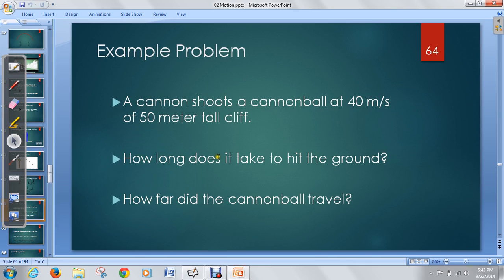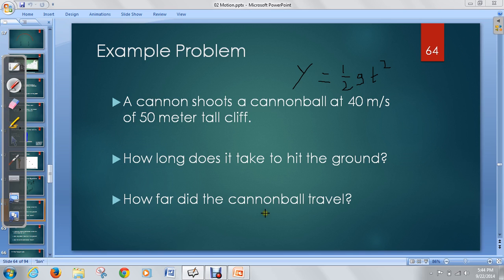So for example, if we look at the cannon that shoots a cannonball 40 meters per second off a 50-meter tall cliff, if we want to figure out how long it takes to hit the ground, we will just plug it into that y equals 1/2 g t squared equation. Okay, that's the free fall equation. So we know the height of the cliff. We know g, 9.8, so we just have to solve for t and plug in y. Okay, that will tell us how long it takes the cannonball to hit the ground.